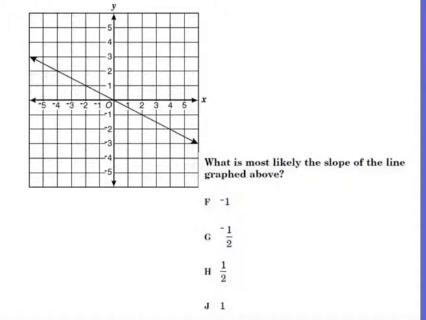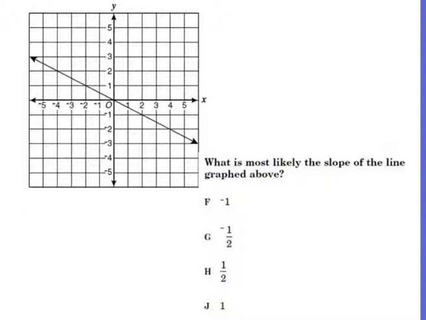Let's look at some practice questions. Basically, you just need to know those formulas, but let's do some practice questions just to make sure we got all this covered. What is the most likely slope of the line graphed above? 2 ways you can do this. If you have a graph, why not just count? That's the easiest way, I think. You can also pick 2 points and then calculate the slope using the slope formula.